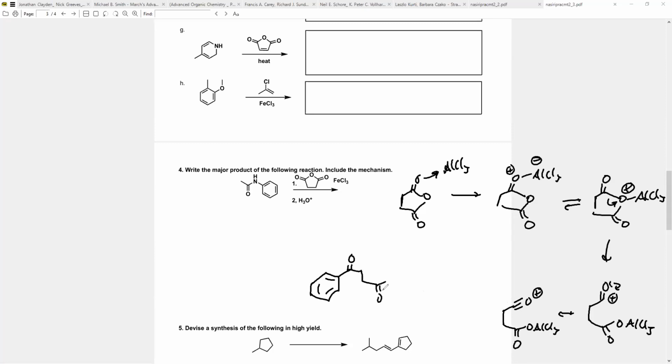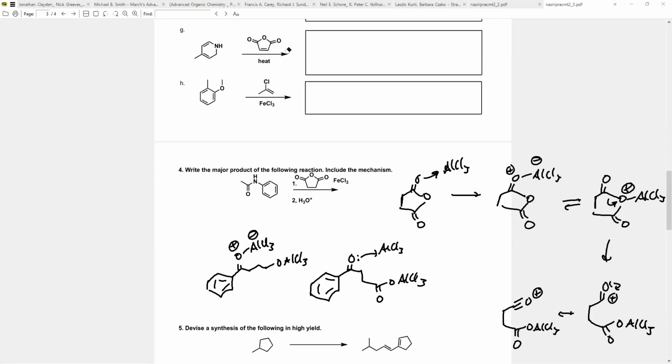Just do not forget the most important thing, which is that this will go ahead and complex again. So that's why we need a full equivalent. Acylations need a full equivalent. They're not catalytic like alkylations. Hydrolysis is what breaks this up.